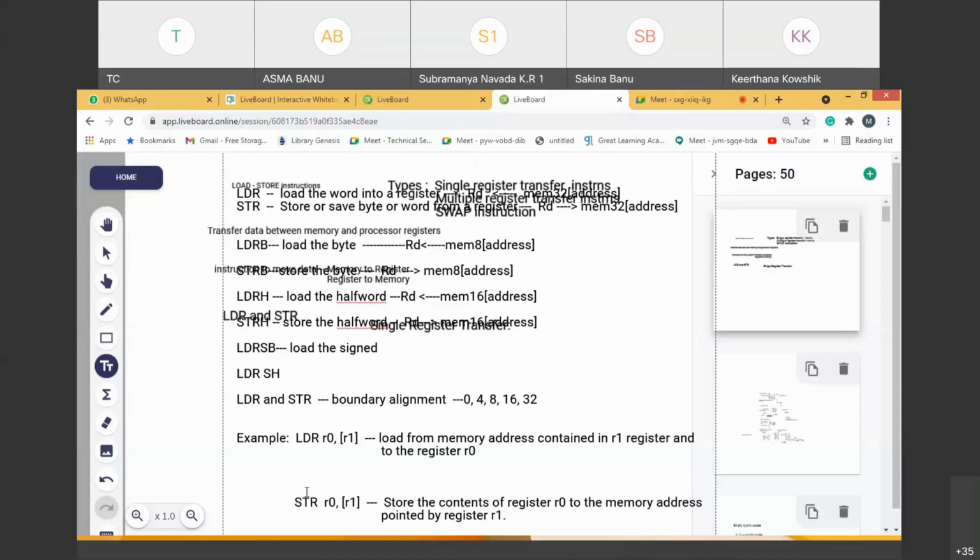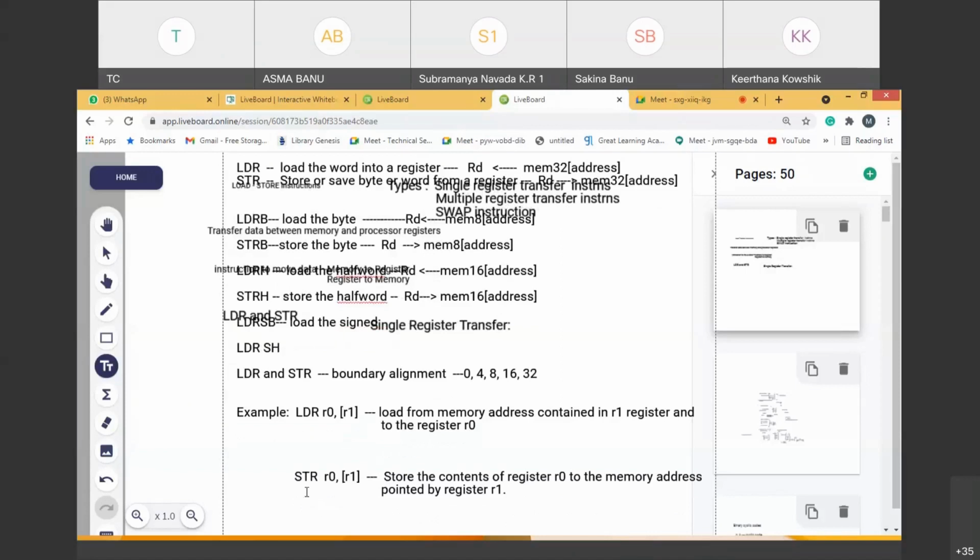Here, how do we locate the location? I have two things. One is called the base address, another is called the offset address. A register, whatever data it has, is the address. In this example, R1 has an address. That address is the memory location address. That address is referred to as the base address. For that, any offset can be added. Offset means any decimal value.